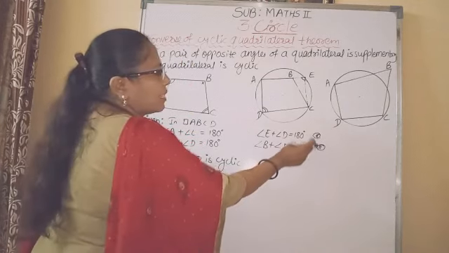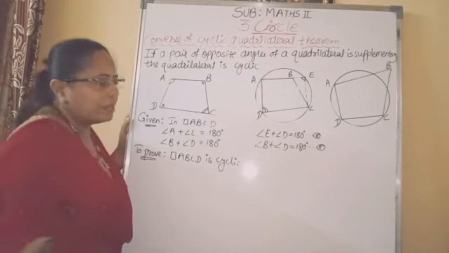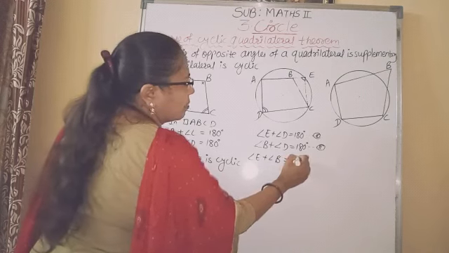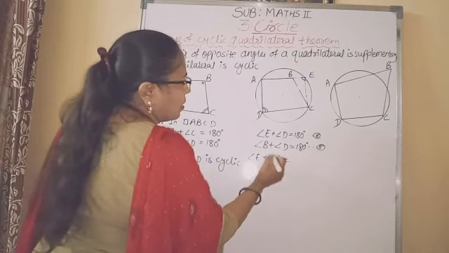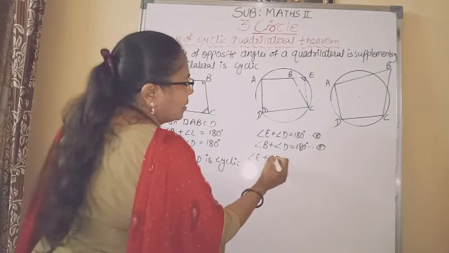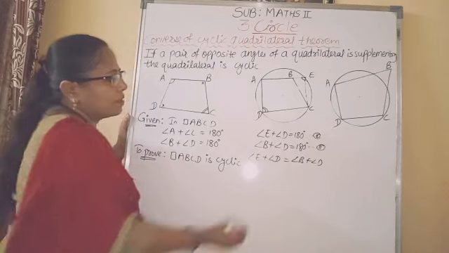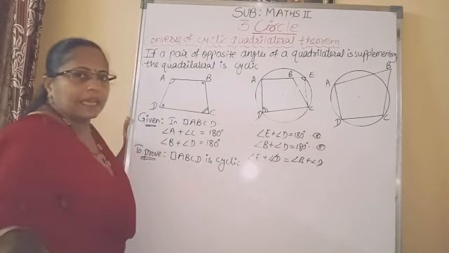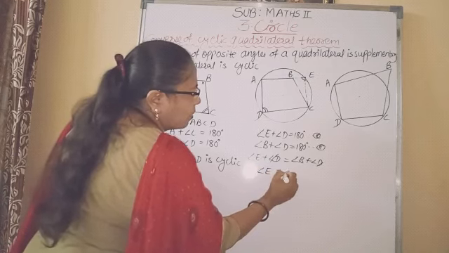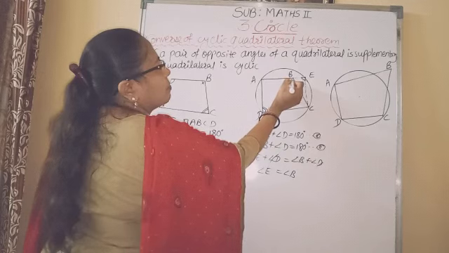From statements 1 and 2, right hand side is equal. So left hand side is also equal. Angle E plus angle D is equal to angle B plus angle D. Both the sides, angle D gets cancelled. So angle E is equal to angle B. Now here angle E is equal to angle B.